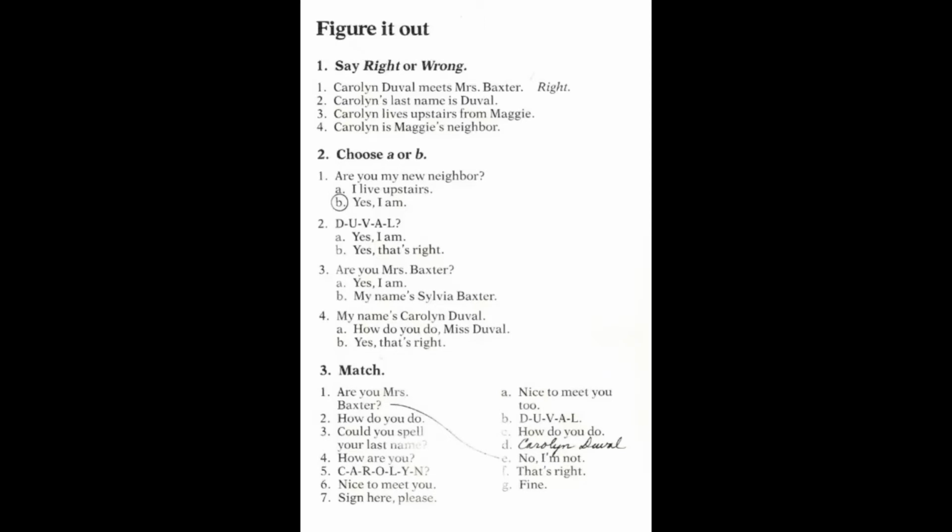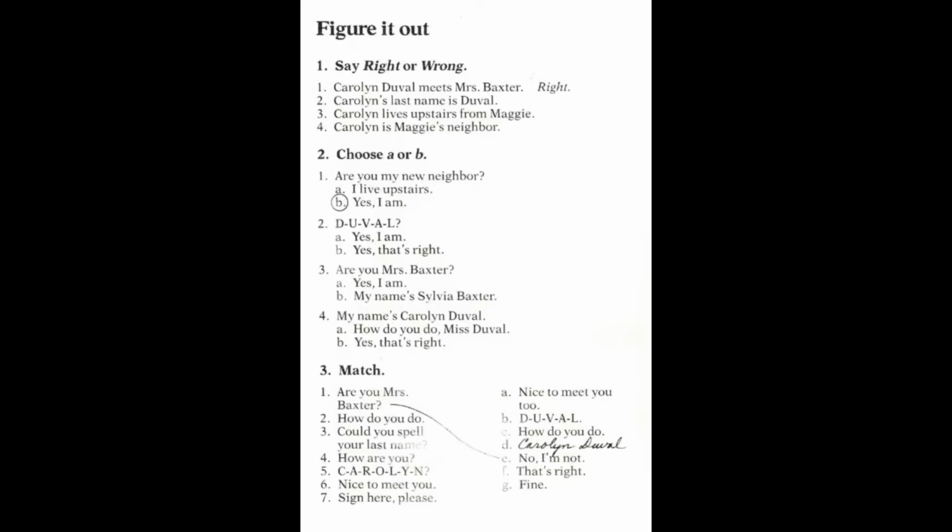Part 4. My name's Carolyn Duval. 2 answers. How do you do, Miss Duval? Yes, that's right. So, what do you think? Which one is right? Yes, exactly. How do you do, Miss Duval? Because she is introducing herself and the other person is saying nice to meet you or how do you do, because we said how do you do is like nice to meet you. So B is wrong here.